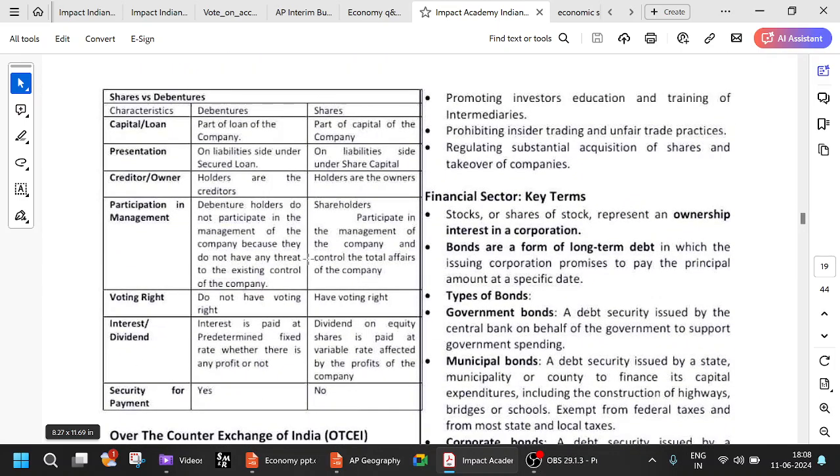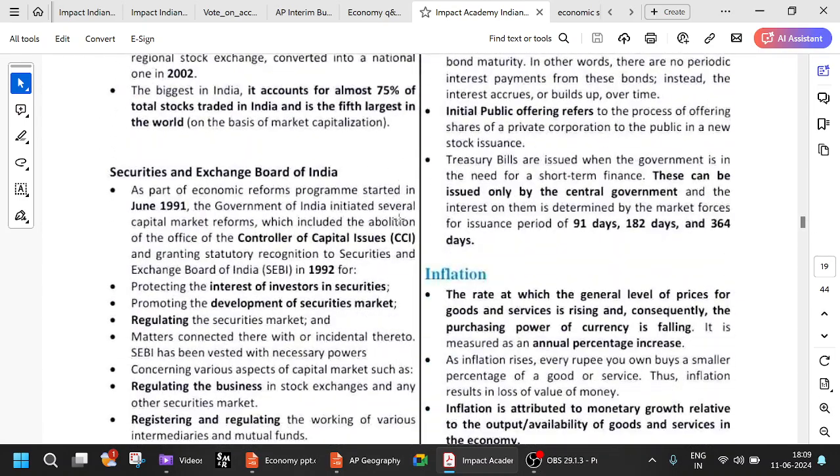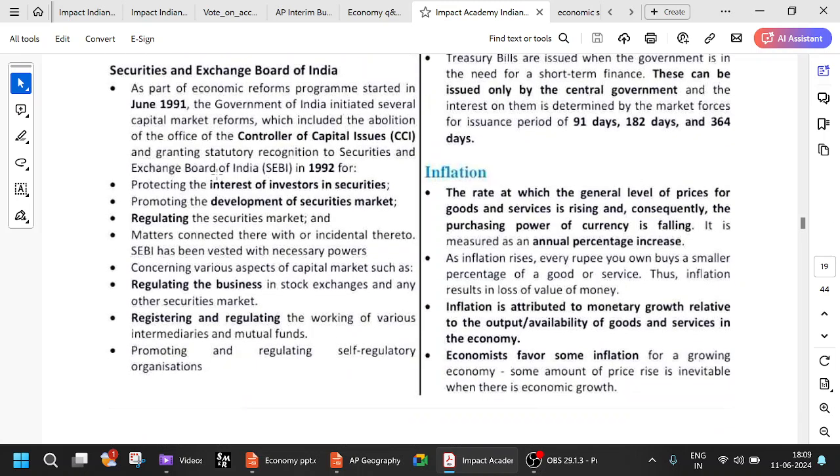Shares versus debentures, all these things you can go through. A lot of important terms. SEBI is also very important, the Securities and Exchange Board of India. As part of the economic reforms started in 1991, liberalization, privatization, and globalization, SEBI was incorporated in 1992, and it is the regulatory body for the stock markets. It protects the interest of investors, develops the securities market, and regulates the business. So SEBI is 1992. Remember that.